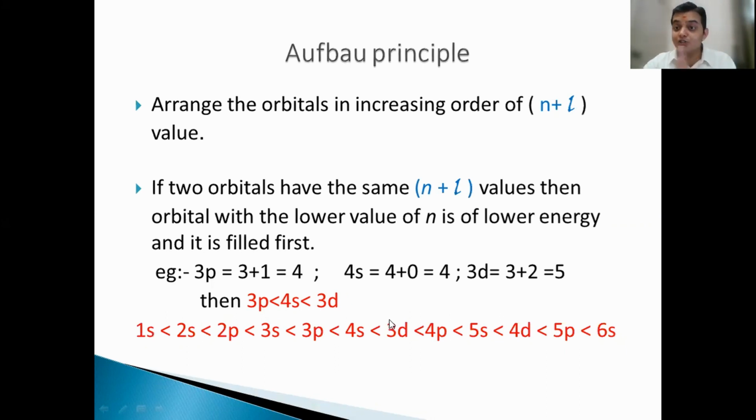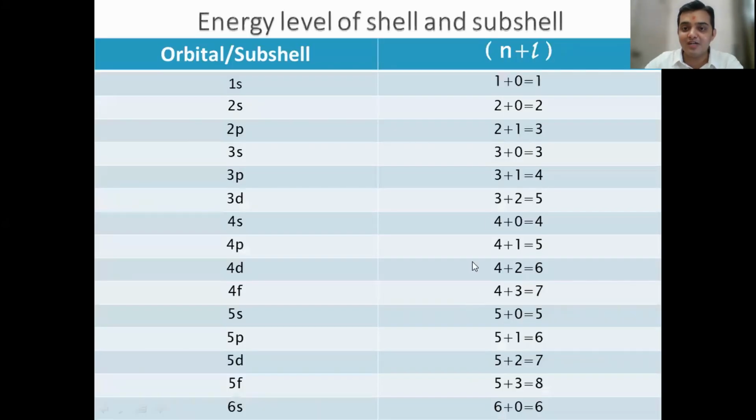So when you arrange it in an increasing order, you will get 1s, then you will get 2s, then you will get 2p, then 3s, then 3p. So it means if you have understood this, can you tell me that 2p and 3s, they both have the same number? So where will the electron go? 2p, then it will go to 3s, then it will go to 3p, then it will go to 4s, because 4s ka energy 3d se kam hai. That's what we saw.